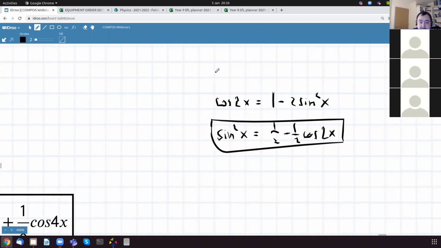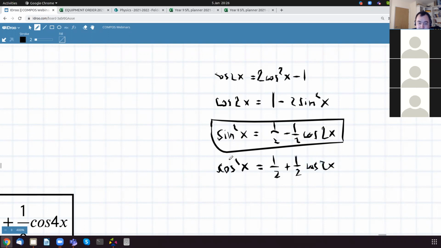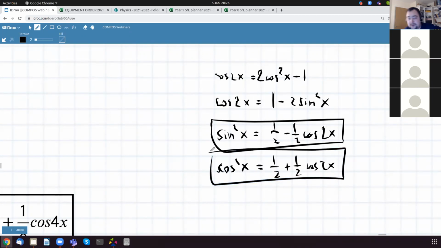In a similar fashion, you get cosine 2x equals 2 cos squared x minus 1. From here, you get the second reduction formula, which is cosine squared x equals a half plus a half cos 2x. So two things: either you remember them or you know how to get them very quickly. The stuff that I can't get very quickly, I remember. The stuff that I don't need to remember, I don't. Limited capacity, of course.